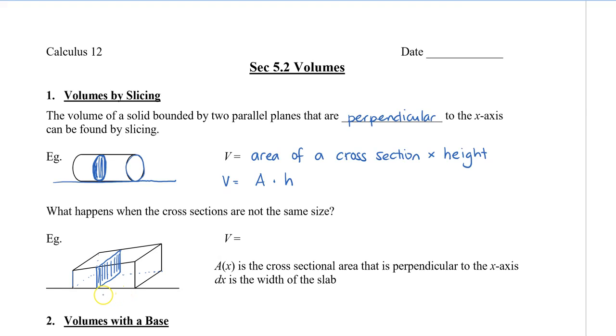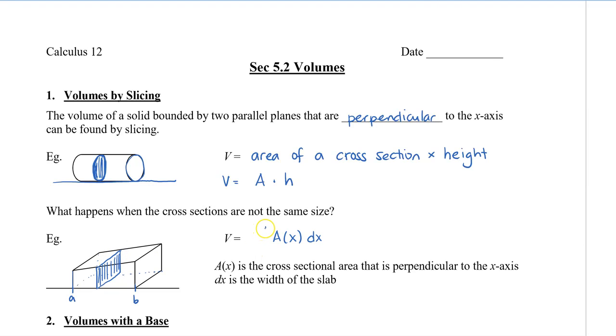So this is where the integral comes in. We'll say that this is A and this is B. We're going to take the area of each of these rectangles, and then multiply by dx. So we're going to say that A of x is the cross-sectional area perpendicular to the x-axis, and dx is the width of this one slab.